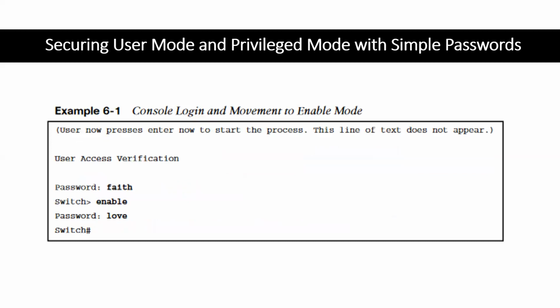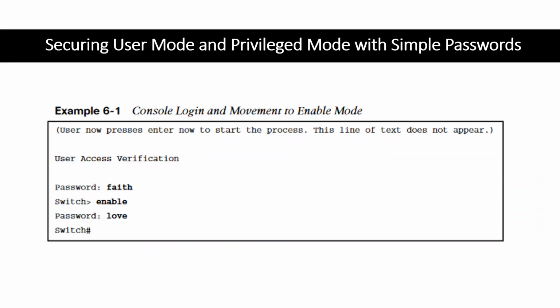Here's an example. If you look at this diagram, it's showing you that we first get into the switch, whether it be console or VTY, and you're going to see a prompt that says user access verification. As soon as you log in, it'll show you that prompt. It's going to give you the option to type in a password. You type in the password, and you will be brought into user mode.